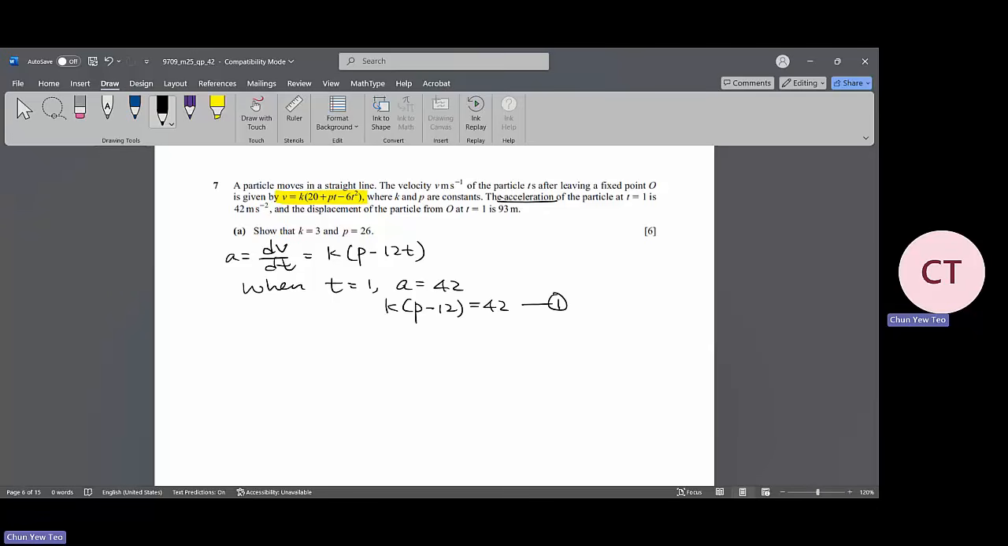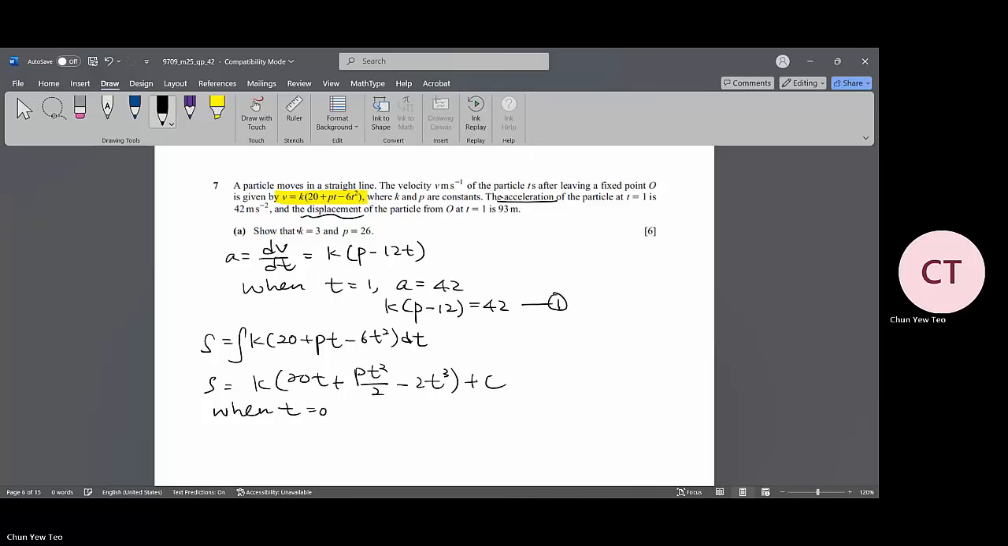Then now this one is displacement. So for displacement, you have to integrate the v. Okay, so you get k of 20t plus pt square over 2 minus 2t cube plus C. Okay, this one we have. Then when t equal to 0, s equal to 0. That will give you C is also equal to 0.